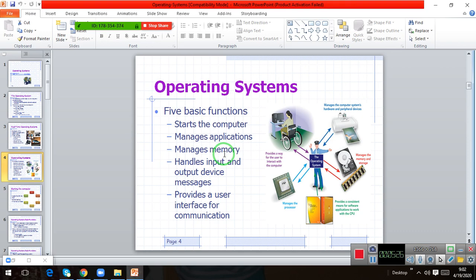Operating system is also responsible for managing the memory. Here you can see we are managing the memory, which might be from RAM or the hard disk. Then it handles input and output device messages. The output devices are your printer and the speaker, and a person using the keyboard and the mouse are the input devices. Then it provides a user interface for communication.